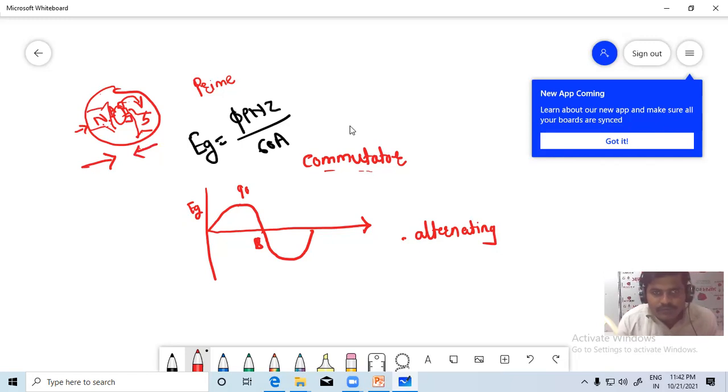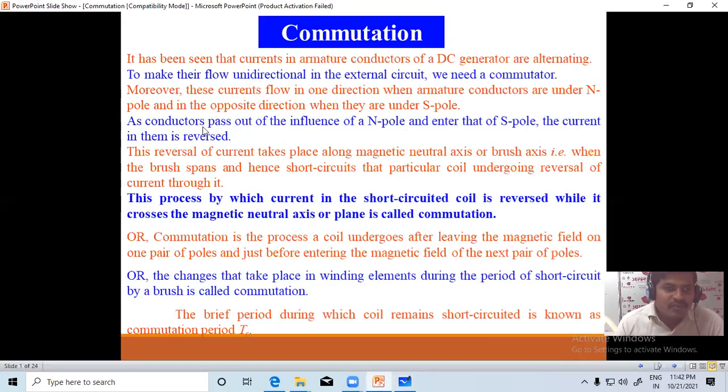Do you understand what I am saying? When the coil passes from one pole to another pole, because it is a rotating armature, at that situation there is a reversal of current. This reversal of current is nothing but the process of commutation. We call it the commutation process.